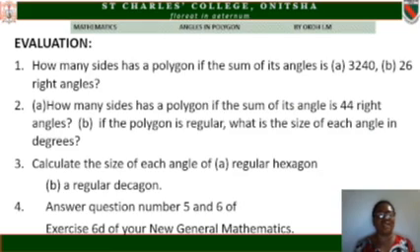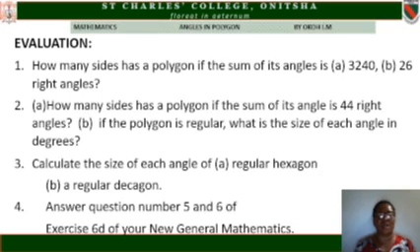So let's look at the questions we have here. You solve the questions and submit as soon as possible. 1. How many sides has a polygon if the sum of its angles is A, 3,240 degrees, B, 26 right angles? You remember when we treated triangles, I mentioned right angles there. So I hope you remember what a right angle is.